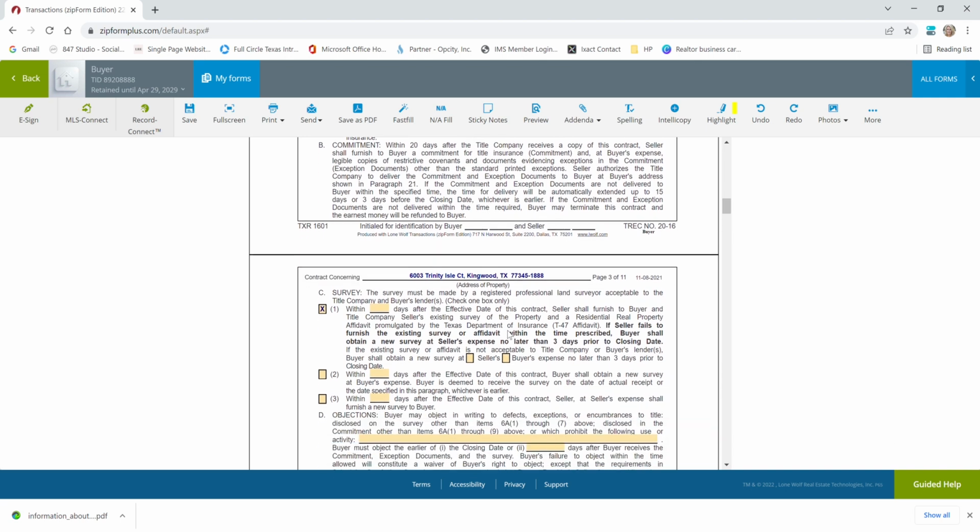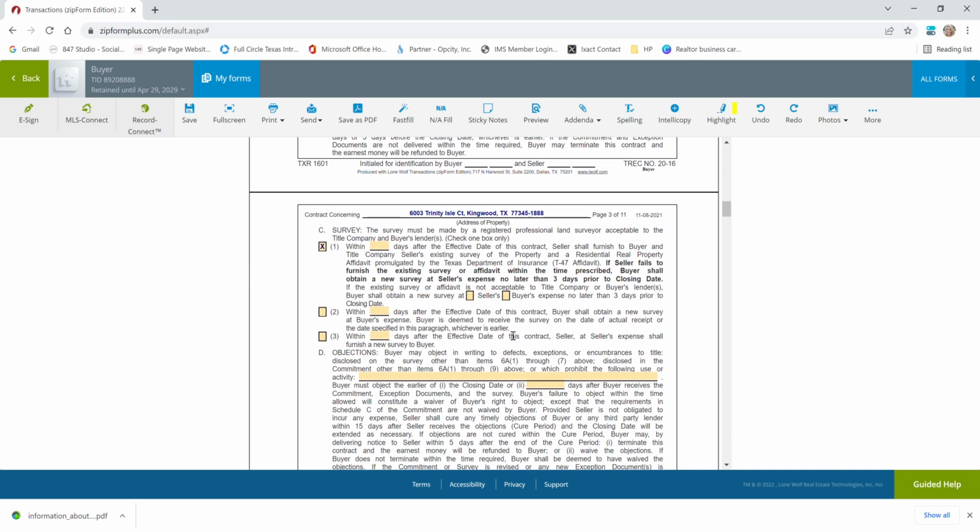So we are going to go down to C. If you have been issued a survey, you can write on box 1 and say within 5, 7, 3. It's really, again, up to your discretion. Normal is around 3 to 7 days, basically saying that the seller is going to furnish the survey to you, and they are also going to send you the T47.